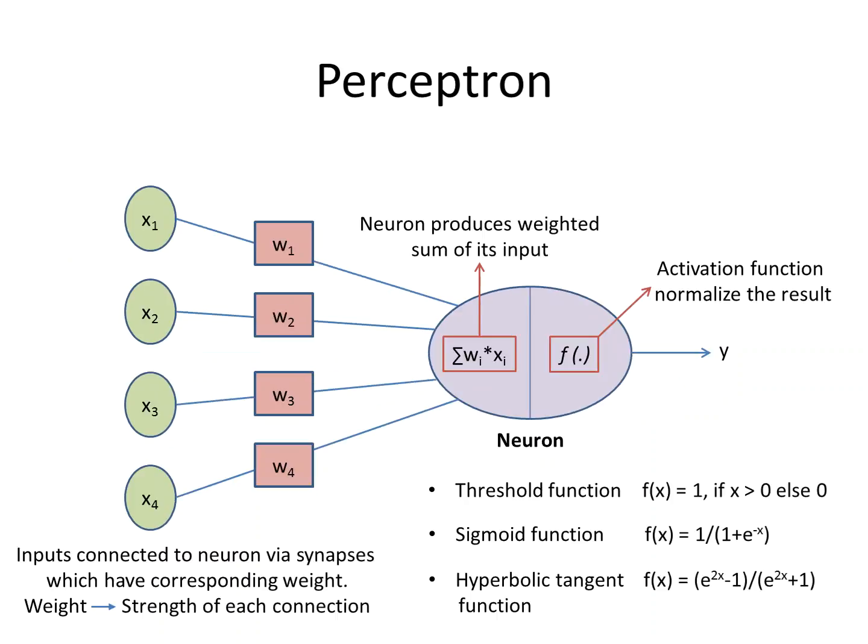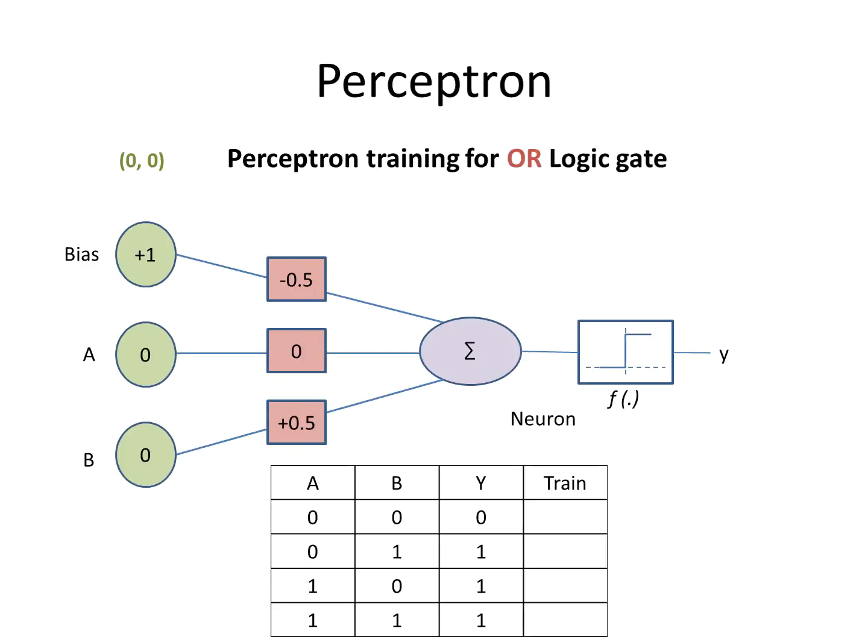So let's train this perceptron for an OR logic gate, in which case the output should be 0 if both the inputs are 0, and in all the other cases the output will be 1. And here we are using a bias of +1. So let's see how the training works here for the perceptron.